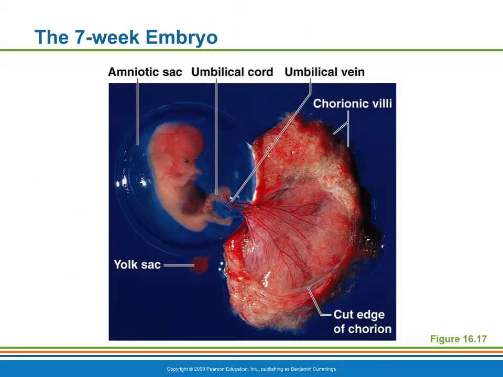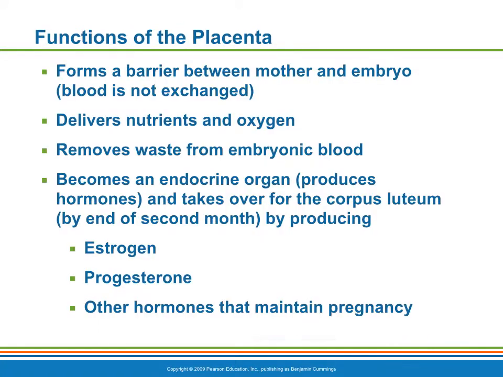Here's a diagram of a 7-week-old embryo. All right, and you can see that there's a yolk sac there for it to get food until the umbilical cord connects and gets that delivery system going. And then we have the placenta itself.